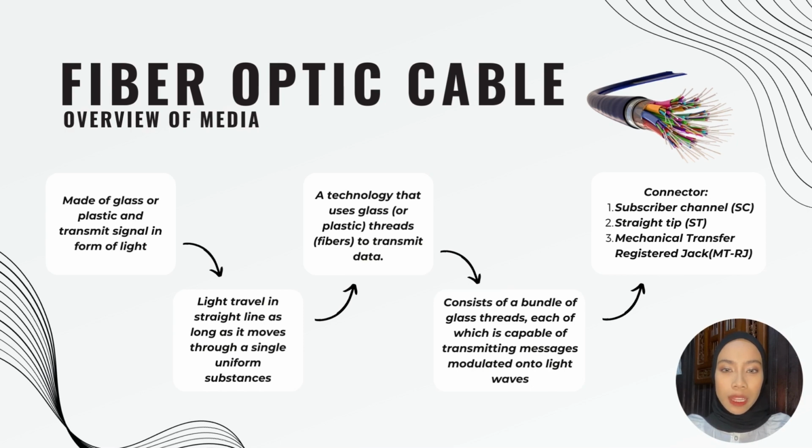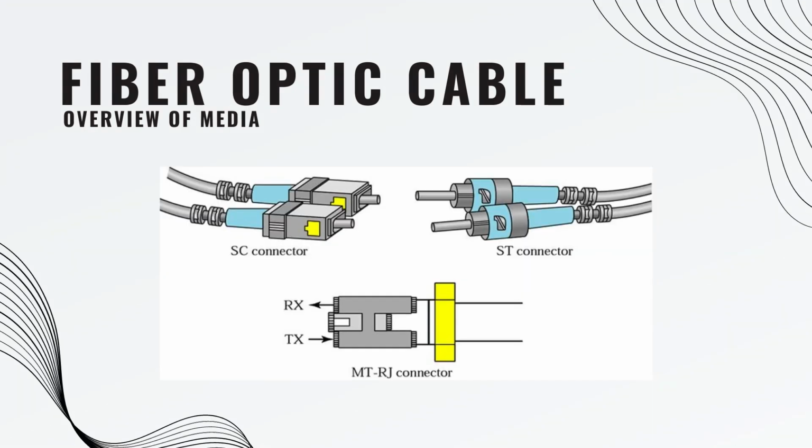For this part, I will discuss fiber optic cable. It is made of glass or plastic and transmits signals in the form of light. Secondly, light travels in a straight line as long as it moves through a single uniform substance. Nets consist of a bundle of glass threads, each of which is capable of transmitting messages modulated onto a light wave. It has three connectors, which are subscriber channel, straight tip, and mechanical transfer registered jack.